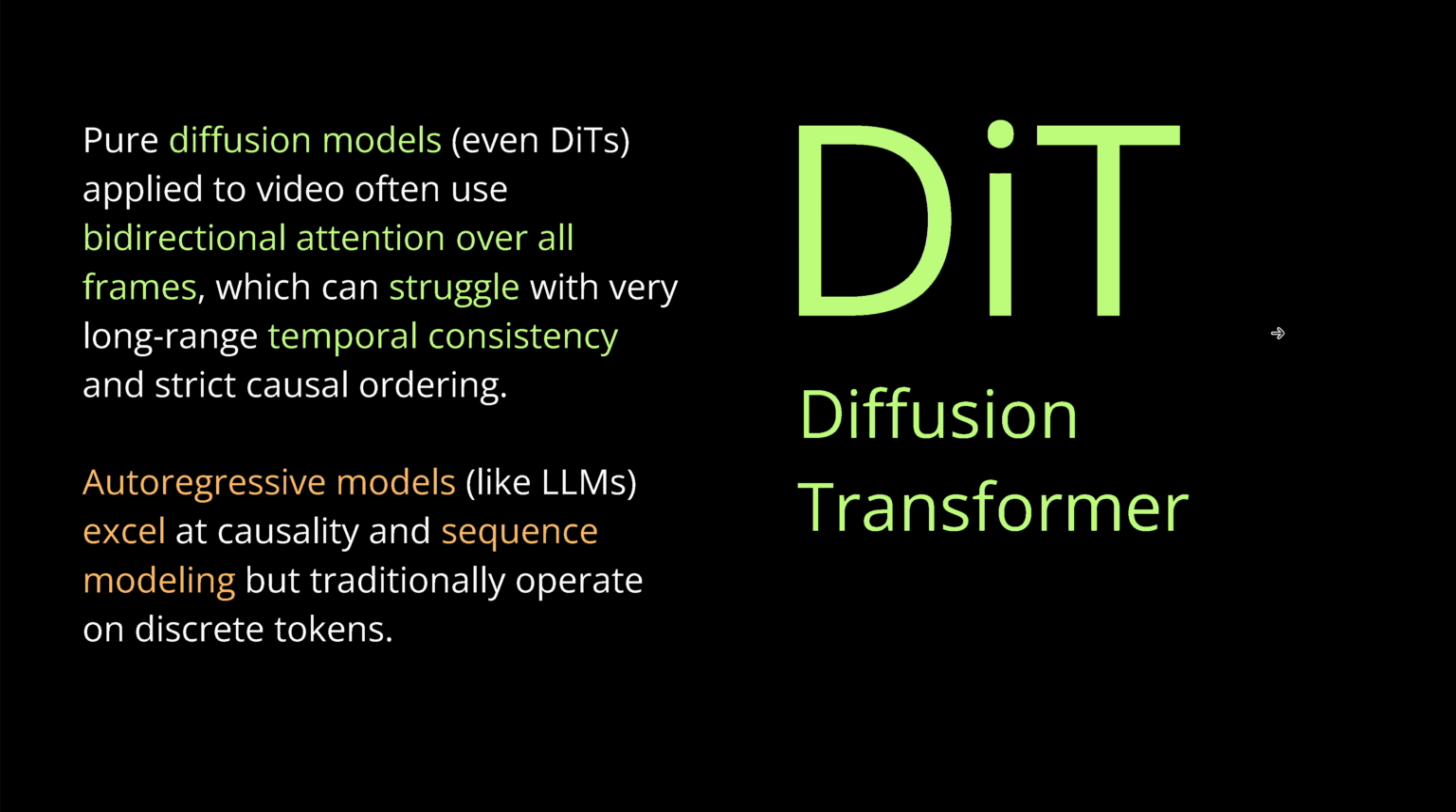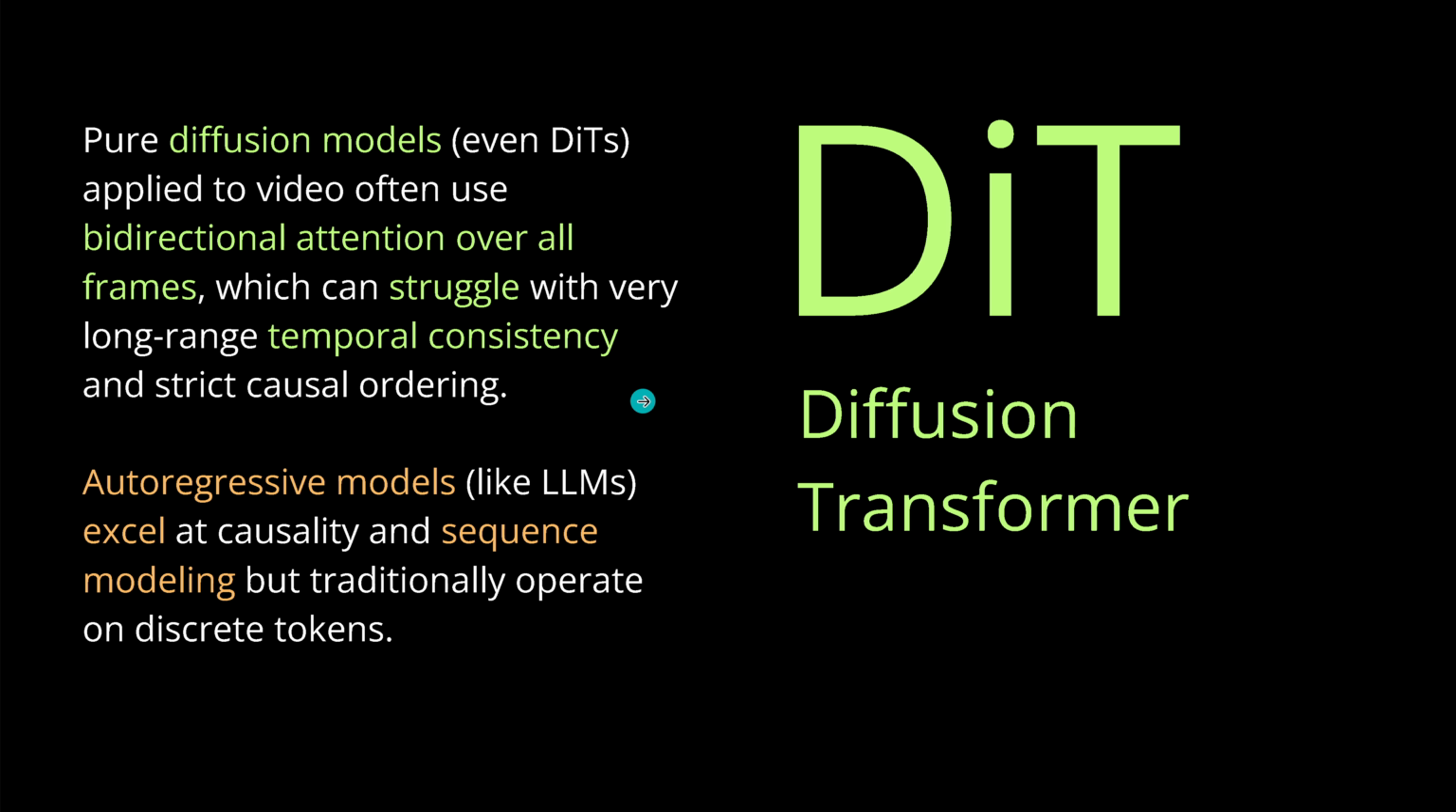So you remember pure diffusion models, and even our diffusion transformer applied to video, often use bidirectional attention over all the frames. And this system struggles with long-range temporal consistency and strict causal ordering. It simply doesn't do it. On the other hand, we have our large language model, our autoregressive model, our transformer decoder structure, and they excel at causality and as a sequence model.